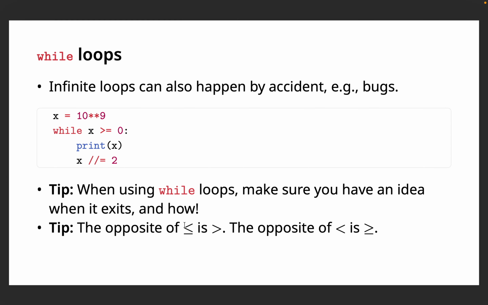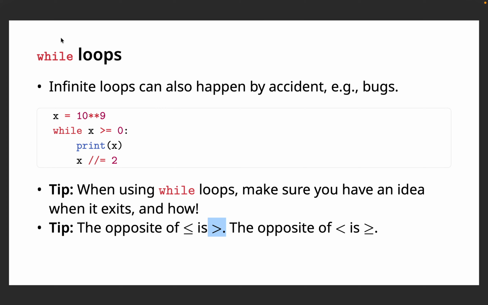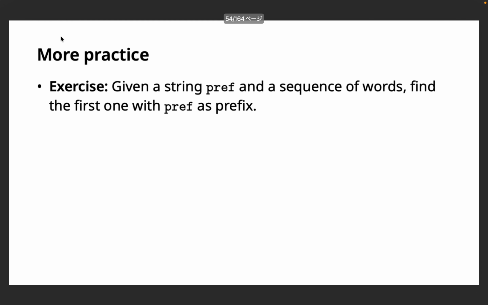Okay, so one main tip you can use for this is, if you want to negate some condition, the opposite of less than or equals is greater than. So if you want to negate the condition x is less than or equal to 5, you do not do x is greater than or equal to 5. The negation is x is greater than 5. You don't include the equals over here. Okay, so that's infinite loops.